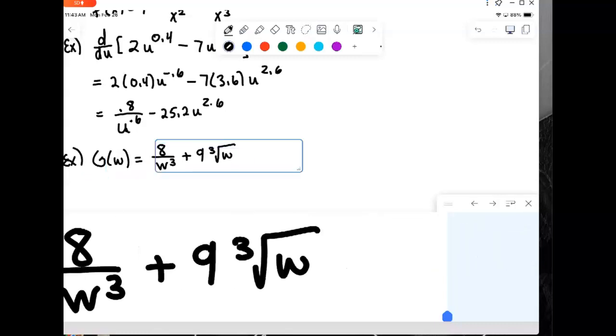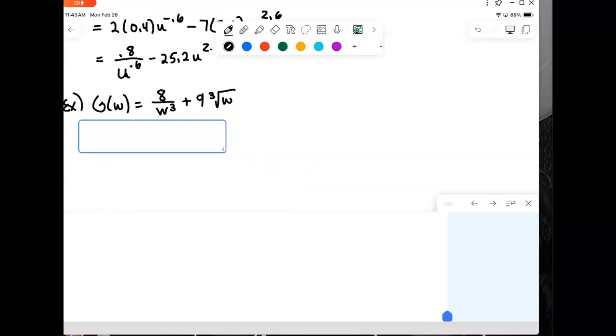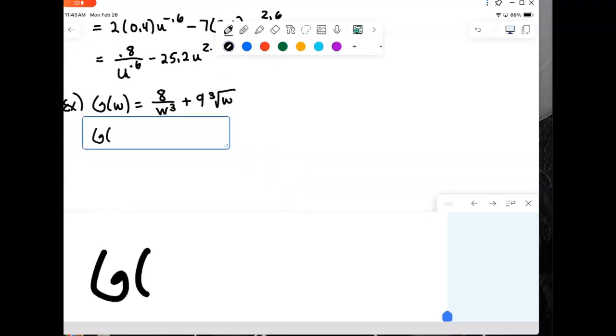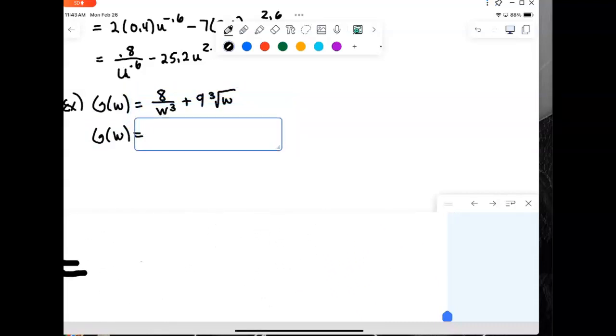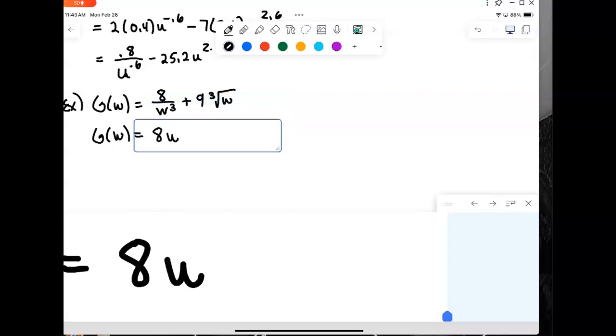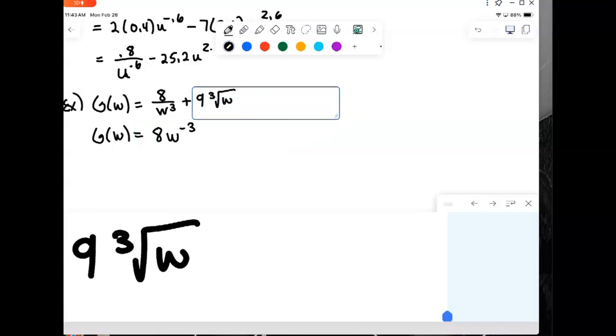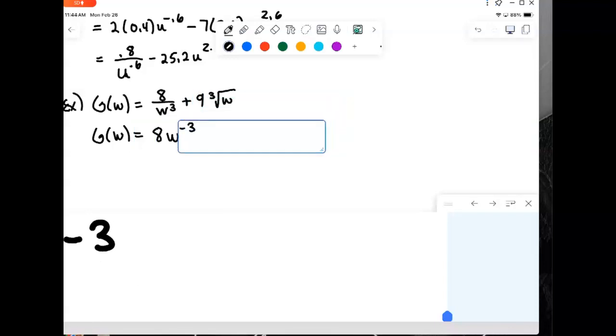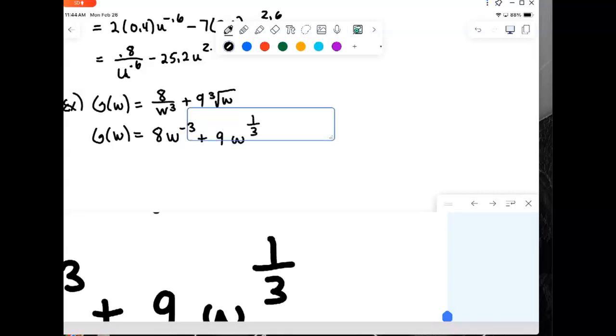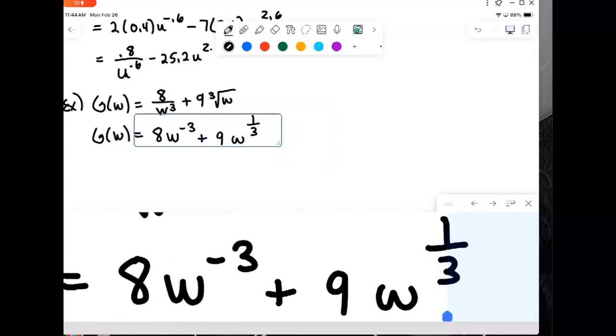So before we can find g prime, we do need to do a little bit of rewriting with this stuff. To do the power rule, you have to have everything up on the top, so that 8 over w to the third we need to rewrite as 8w to the minus third. Right now that's in the right format to do its derivative. And that cube root I have to write as a fractional exponent. So plus 9w to the 1/3 power.